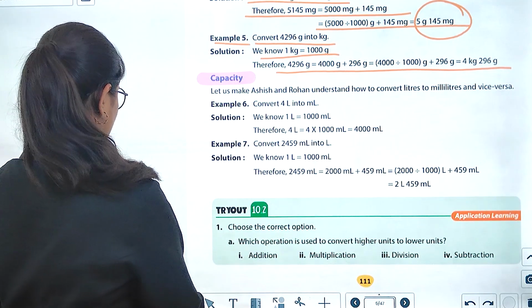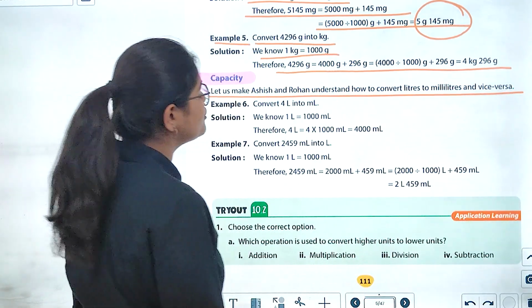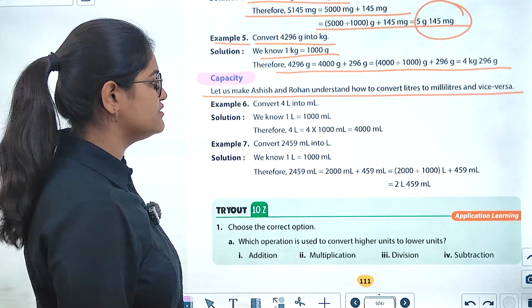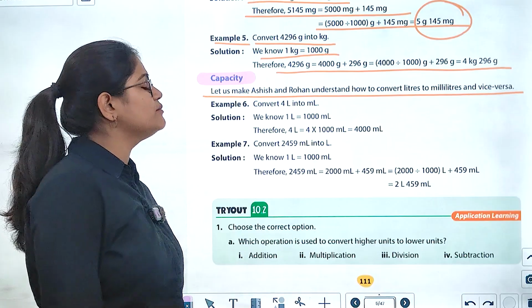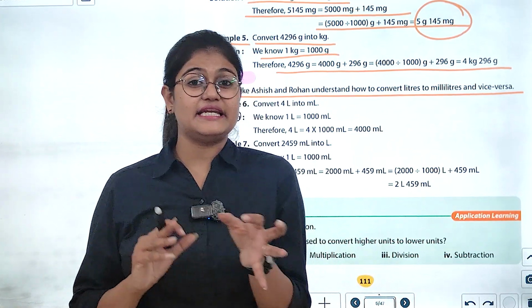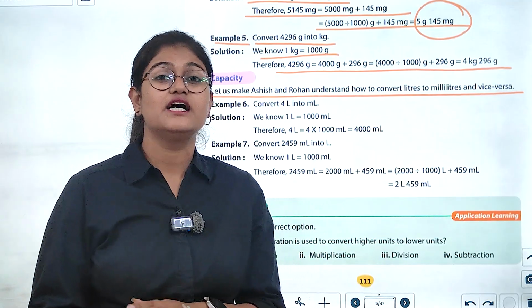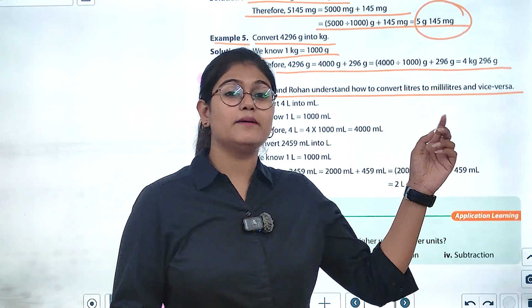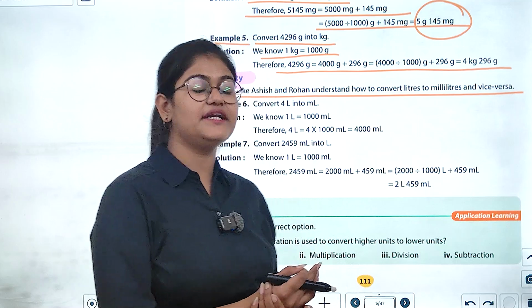Now what is this capacity? Let's find out. So it says, let us make Ashish and Rohan understand how to convert liters to milliliters and vice versa, right? So let's quickly tell Ashish and Rohan how we convert liters into milliliters and also the opposite, that is, how to convert milliliters back into liters, right?